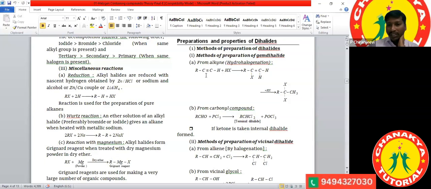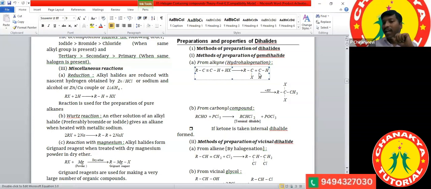Now this one is the unsymmetrical alkyne, whatever they have given here. If you see, these two carbon atoms are there. Which carbon has the less number of hydrogens? This is the first carbon atom and this is the second carbon atom. The second carbon atom has 0 hydrogens. So in the first step, if you add 1 mole of hydrogen halide, a haloalkene is formed.